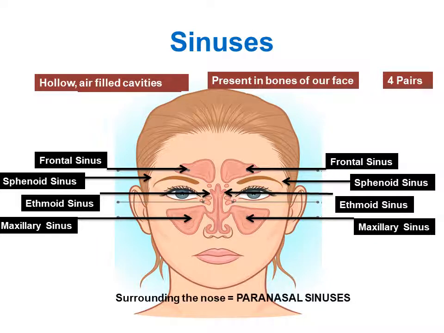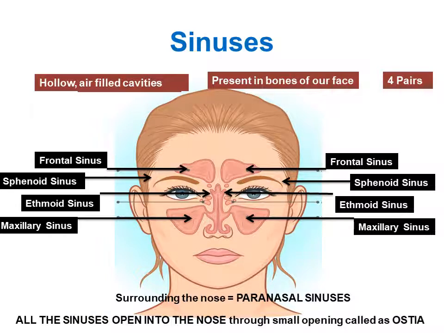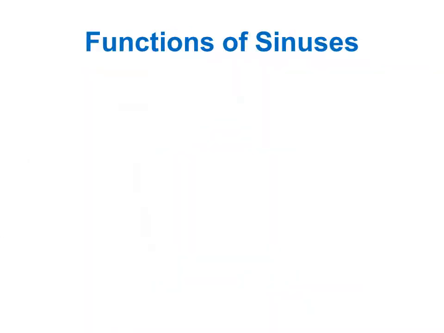Because these sinuses are surrounding the nose, these sinuses are collectively called the paranasal sinuses. All the sinuses open into the nose through a small opening called Ostia. Now let's learn the function of sinuses.